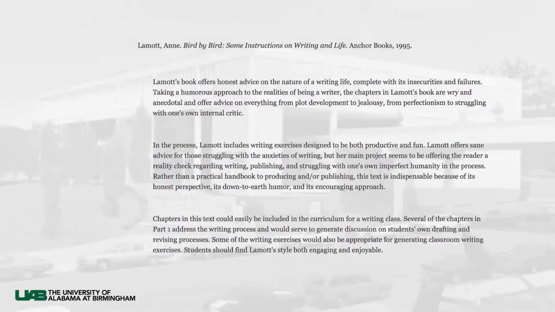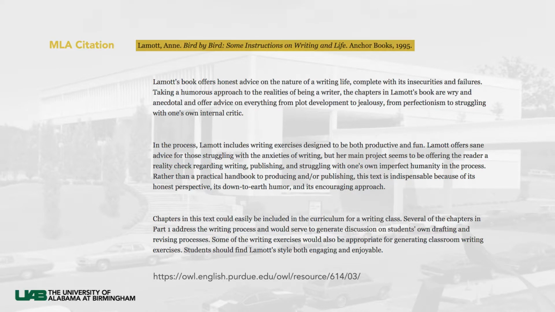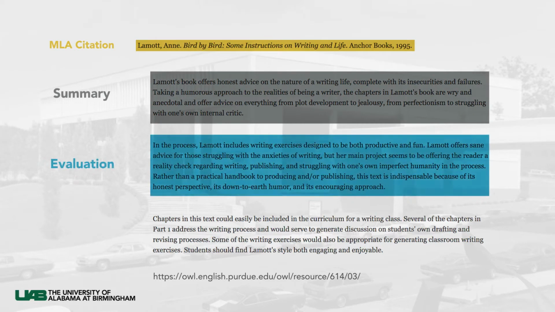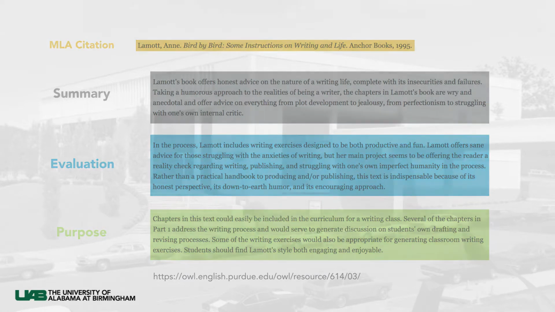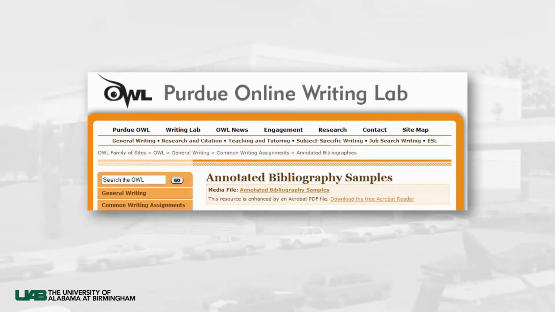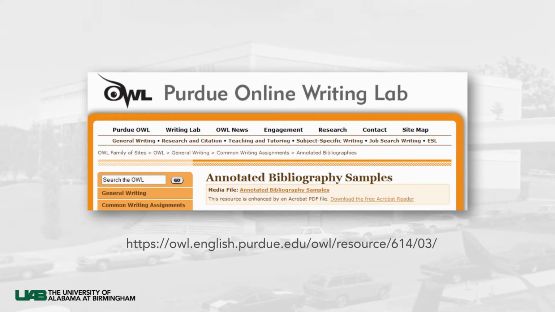Here is an example of an annotated bibliography taken from the Purdue OWL website. Notice the citation near the top, as well as the summary, evaluation, and purpose annotations. You may also include the topic or thesis for your research at the top of your annotated bibliography to ensure that your annotations have not gone off topic. For further help, you can follow the Purdue OWL link above or simply Google Purdue OWL Annotated Bibliography to find this page.